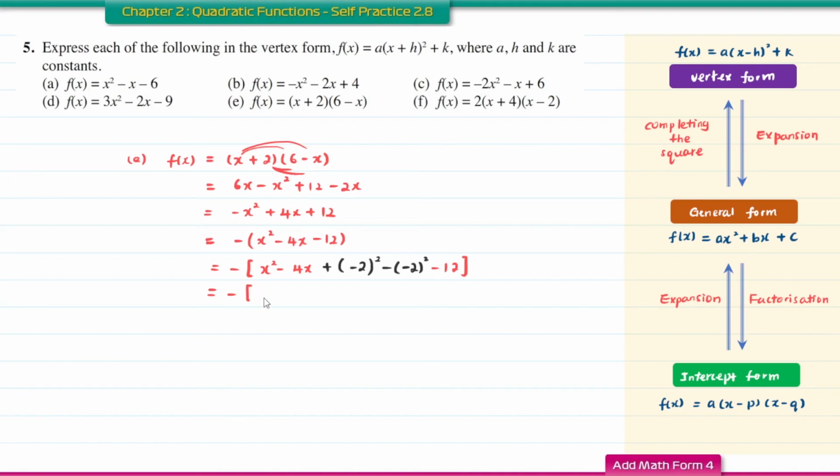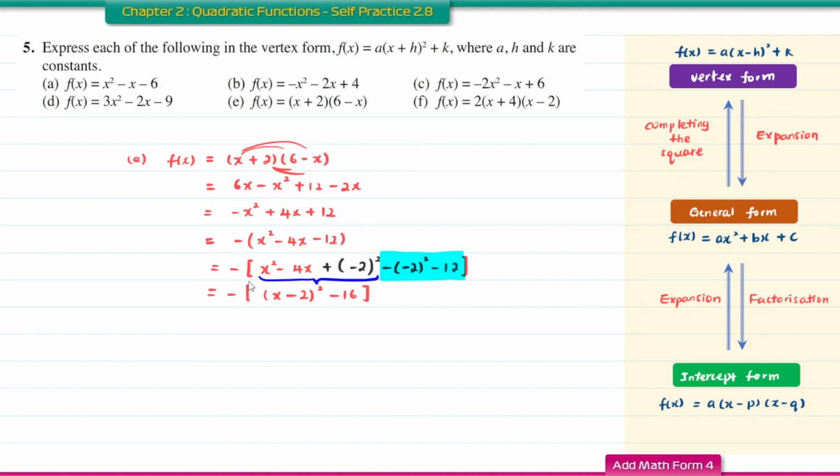So next, you can do the factorizations for this part. So here will be x, as this one is a minus 2, so here will be minus 2 squared. Solve for this part, it will give you the answer of minus 16.